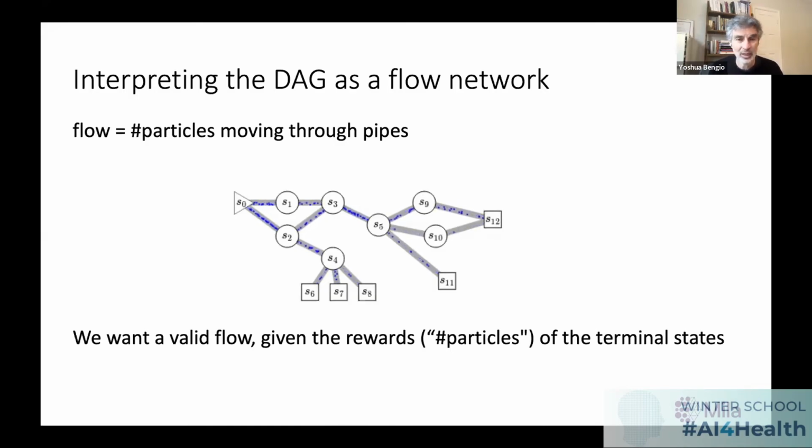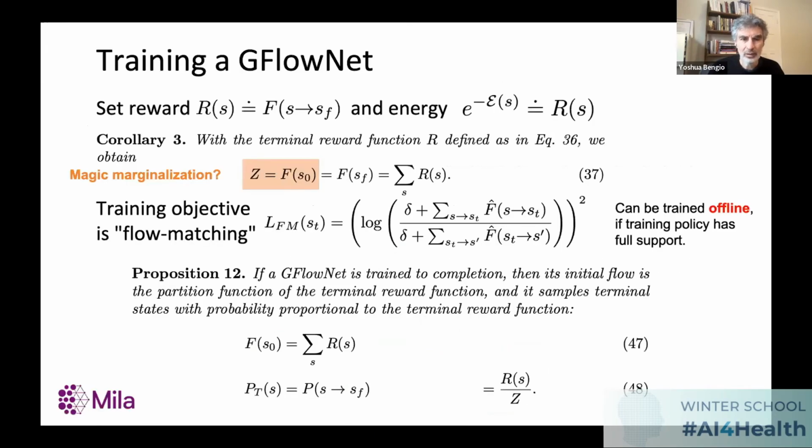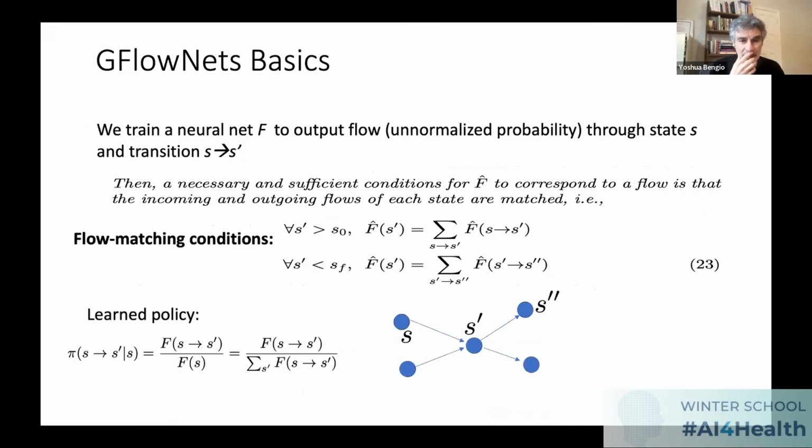And at the end, we know how good that trajectory is because we can call our oracle, our proxy, our world model, our reward function. And then we're going to adjust the flow function that tells us for each edge how likely it is compared to other ones. And then we do it again and again. And it turns out we can prove things about this.